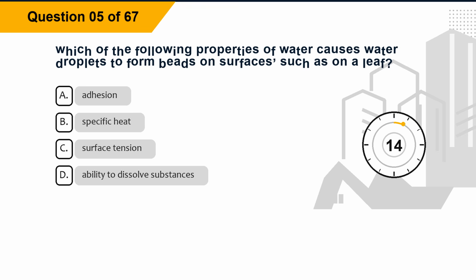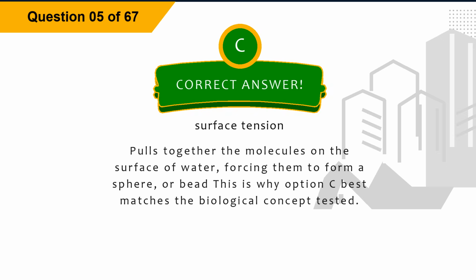Question 5. Which of the following properties of water causes water droplets to form beads on surfaces, such as on a leaf? Option A, adhesion. Option B, specific heat. Option C, surface tension. Option D, ability to dissolve substances. The correct answer is option C, surface tension. Explanation. Surface tension pulls together the molecules on the surface of water, forcing them to form a sphere, or bead. This is why option C best matches the biological concept tested.